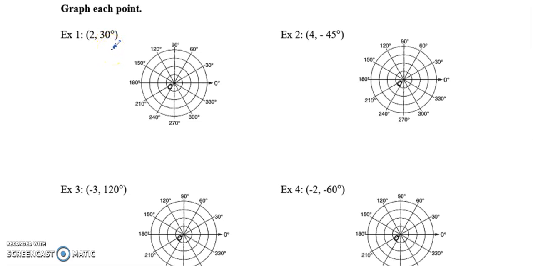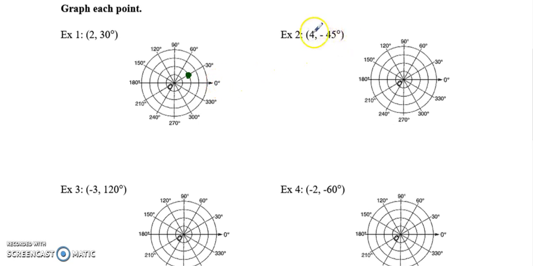Got a couple different ways of looking at it. If we look at it like an ordered pair, it's 2 units away. So here's circle 1, that's 1 unit, 2 units. So it's on the second circle at the direction of 30 degrees right here. So that would be 2 out, 30 degrees that direction from the 0, our typical standard placement.